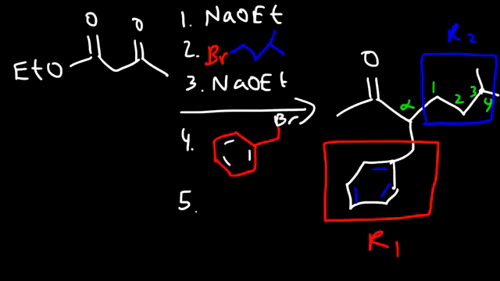And then in step 5, we can add H3O+, we can acidify the solution. And then the last step will be the same, heat. And that's it. So those are the reagents that we need in order to make this particular type of ketone. So that's all we need to do.